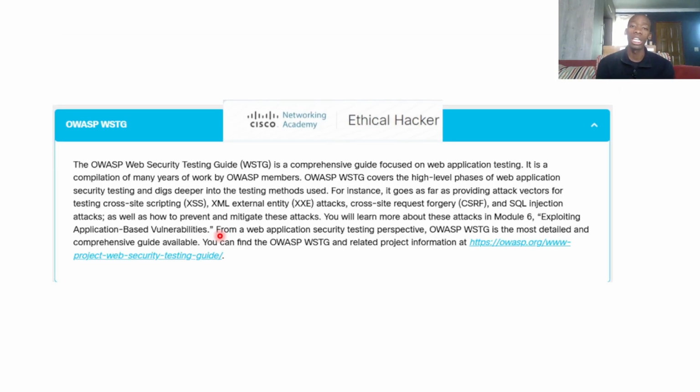Another methodology that we come across is the OWASP. I hope I pronounce it well. If not, please help me in the comments. It's the OWASP WSTG. Okay.